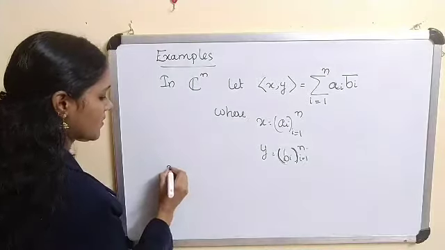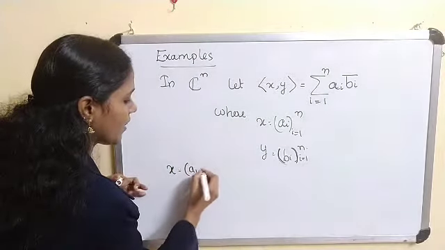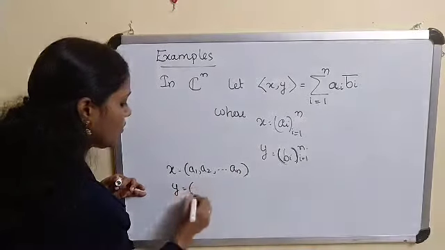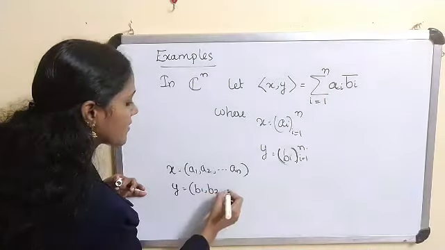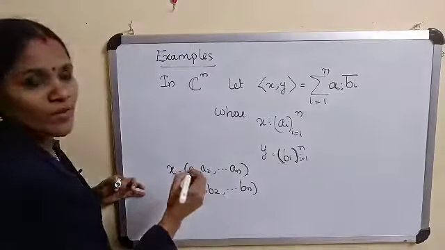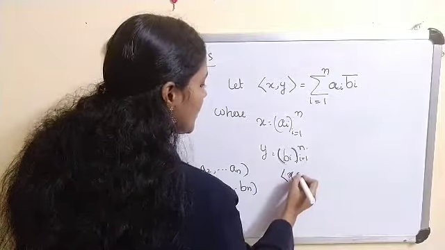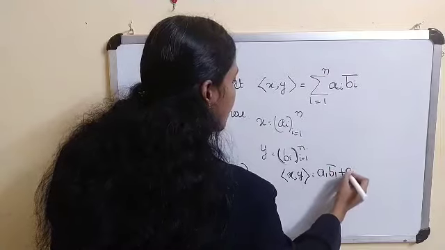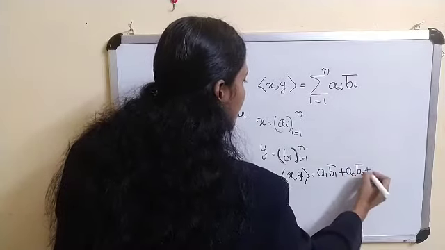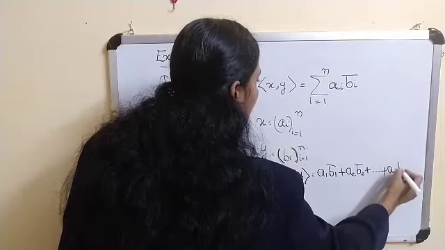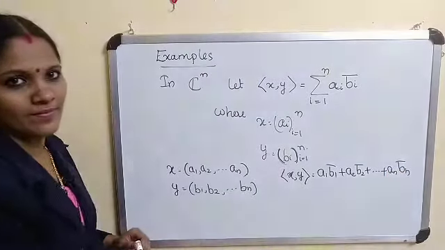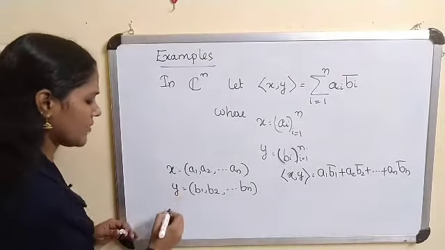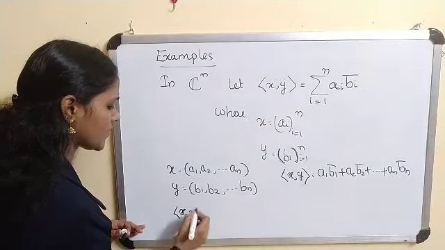Now just look at x equal to a1, a2, up to an, and y equal to b1, b2, up to bn. Now what about the inner product of x, y? Actually the inner product of x, y is equal to a1 b1 conjugate plus a2 b2 conjugate plus and so on, plus an bn conjugate. Now you try to prove it. Suppose we consider non-negativeness. What about (x, x)?